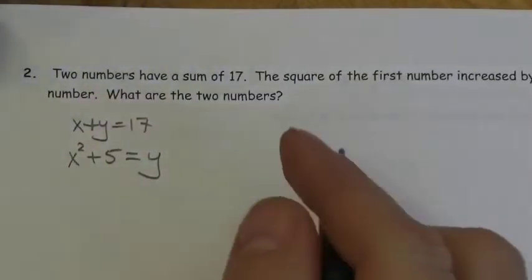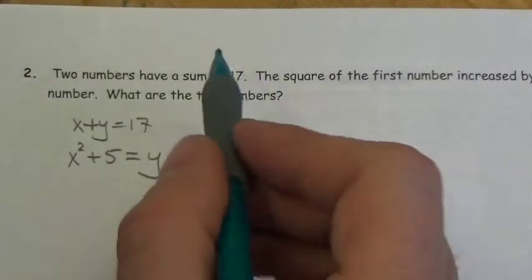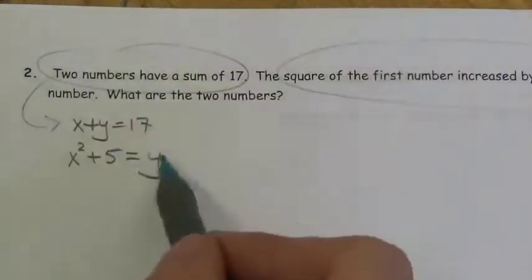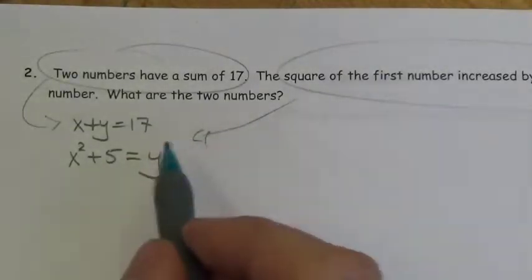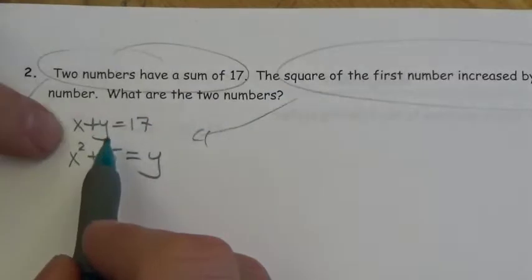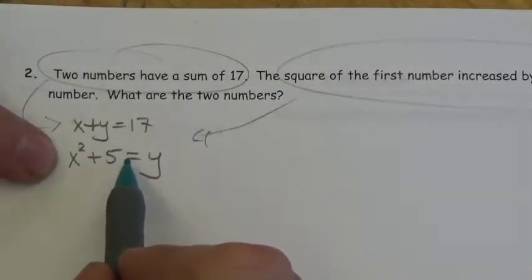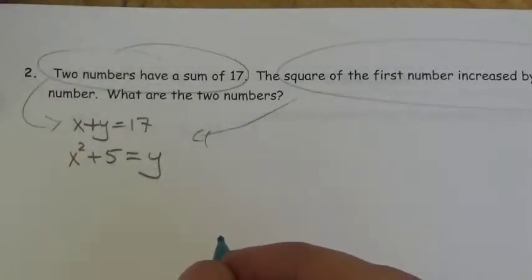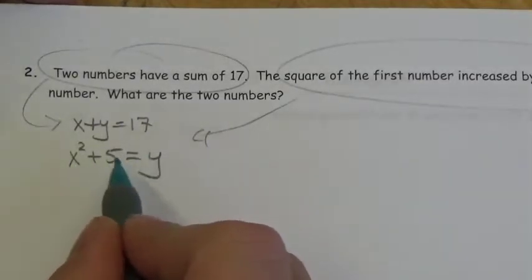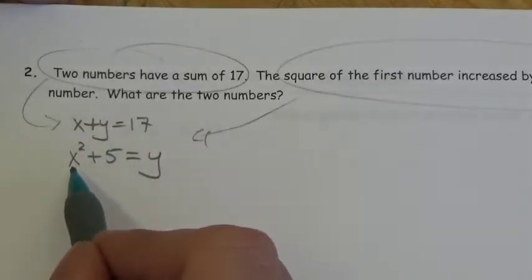What are the two numbers? Okay, well, that's not so bad. Now, notice one of the things that might help you through this is if you recognize that in many cases, sentences become equations. The first sentence in this problem itself became an equation. Two numbers have a sum of 17. The square of the first number increased by 5 equals the second number. Perfect. Now, notice that I've got y isolated in this one. It's not isolated in this one, but it is isolated here. So I know that y is the same as x squared plus 5.